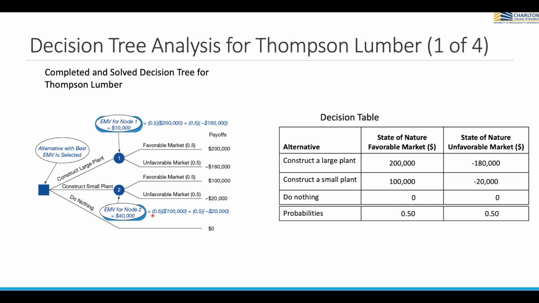For node 2, it's the same thing: the probability of a favorable market multiplied by the payoff for that branch, plus the 50% chance, or the probability of an unfavorable market, multiplied by the 20K loss. So the weighted average of these two branches gives the EMV for node 2. Now the EMV, or the best selected decision in this node, would be the maximum of these numbers: 10,000, 40,000 and 0. The best EMV is 40,000 and the best decision would be constructing a small plant.